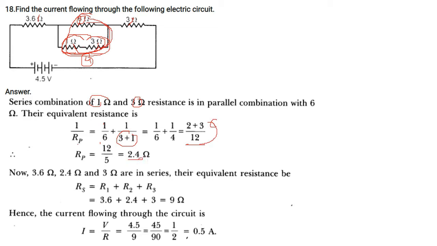Now this 2.4 and the 3.6 and 3 are in series. So we just have to add them. When we add them, we get 9 ohm. And what is the current? Current is potential difference by resistance. This is 4.5, which is given in the question, and this we have found. So 4.5 by 9 becomes half, or 0.5 ampere.